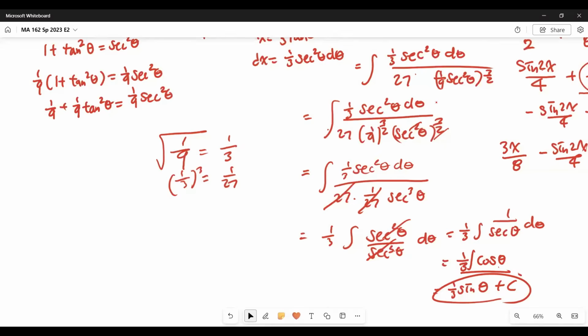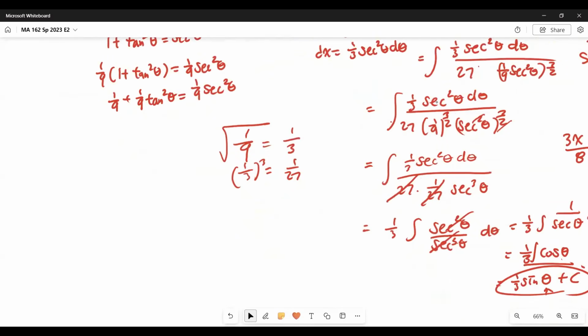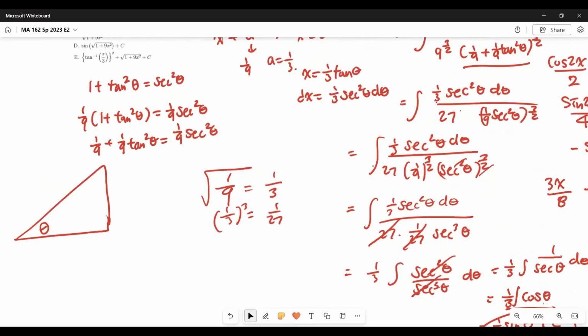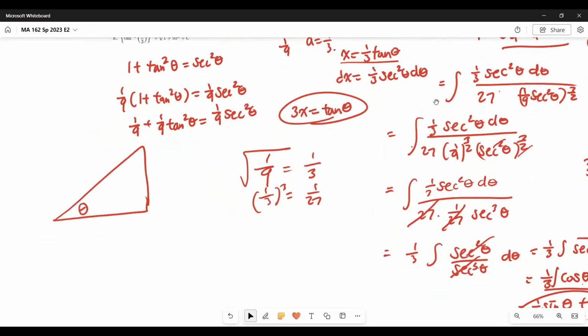Okay. But if you remember, we wrote it in terms of theta, so we have to find theta. Let's draw our triangle. We recall that x equals 1 over 3 tangent theta. That means 3x is equal to tangent theta, right? Multiply by 3, then you get this equation. That means 3x is here, this is 1, and the hypotenuse will be the square root of 9x squared plus 1.